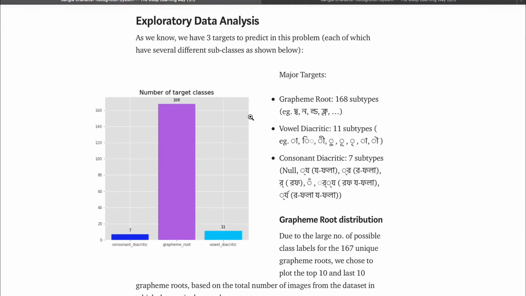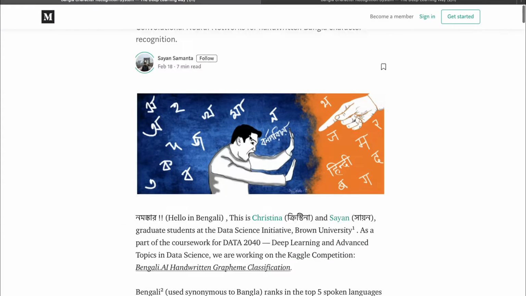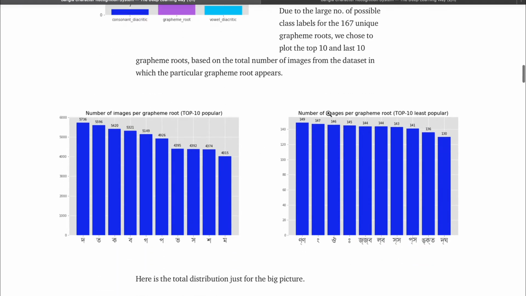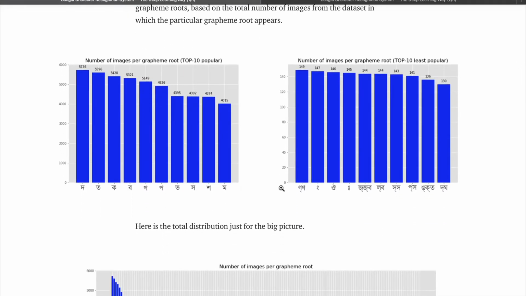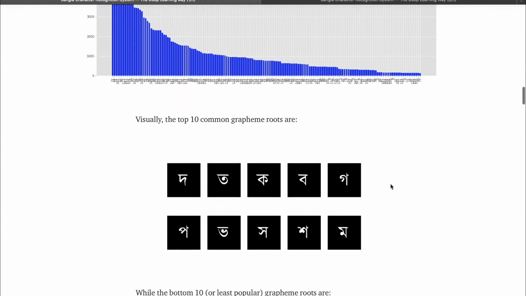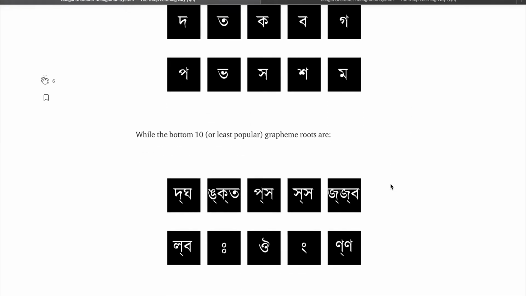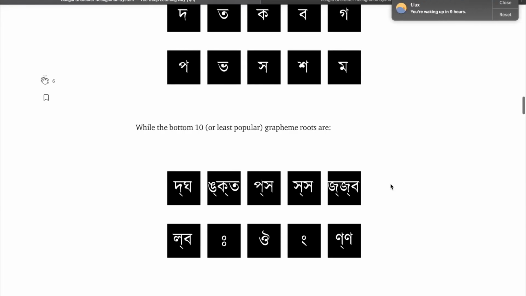And next, let's go to the EDA part. Here we can see there are mainly three target classes: the grapheme roots, the vowel diacritics, and the consonant diacritics. The left graph shows the number of images per grapheme root. Here are the top 10 most popular, and the right graph shows the 10 least popular. And visually, we also plot the grapheme roots. You can visualize the top 10 common grapheme roots and also the least popular grapheme roots here.